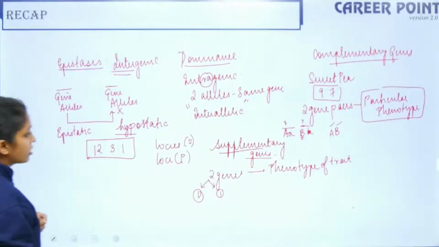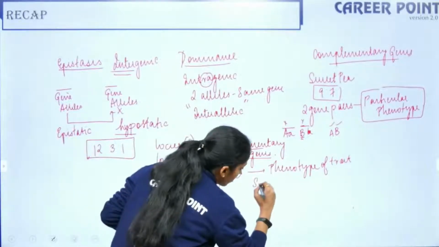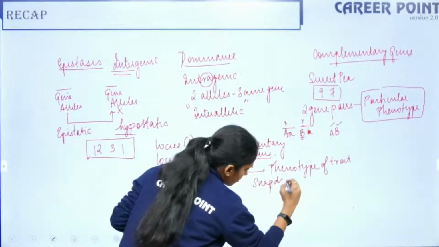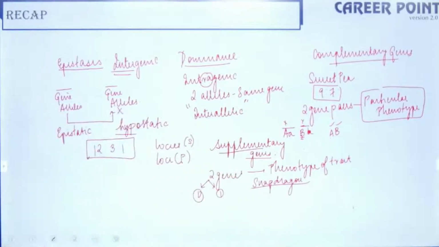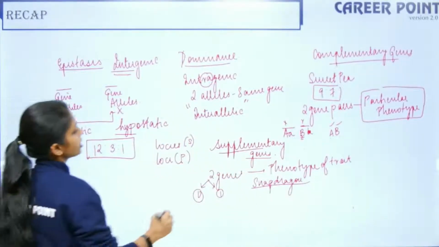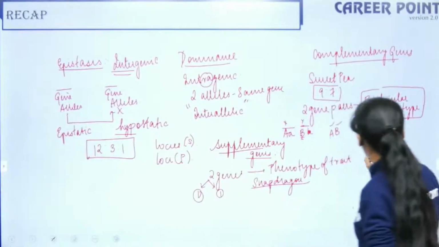So this is seen in your snapdragon or dog flower, the Antirrhinum species, and the ratio is 9:3:4.